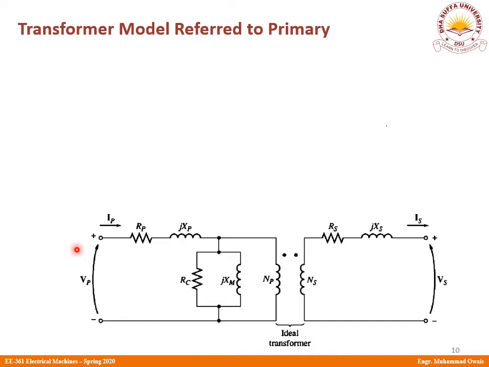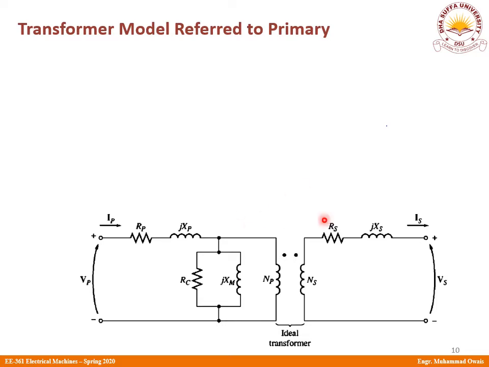Specifically, we discussed how an impedance at the secondary can be transformed to the primary side using the relationship given by Zp is equal to A square into Zs. So now we can do the same by simply referring all the impedances to the primary side of the transformer. Let's do this here as well.